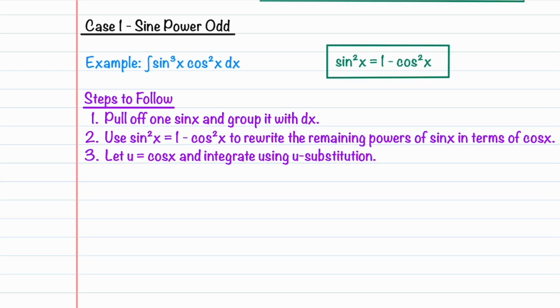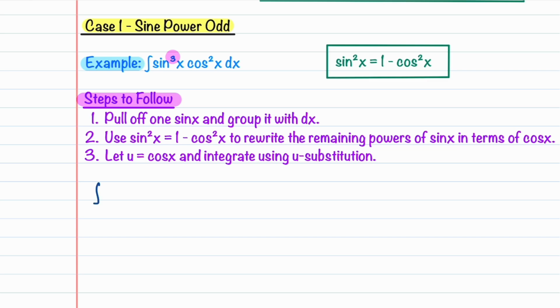Integrals involving powers of sine and cosine can be categorized into three cases. Case 1 is when the sine power is odd. Here's an example of this case. Notice that sine is raised to the third power, which is odd. To make things easier, I've written down 3 steps that we can follow, and we'll go through these steps one by one as we walk through this example.